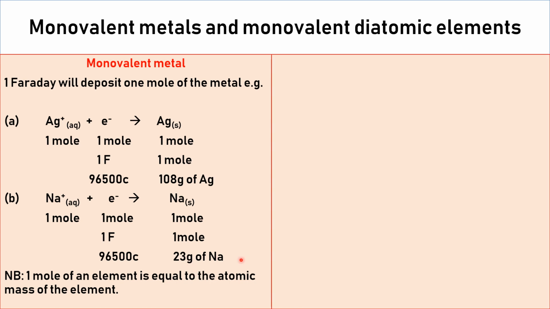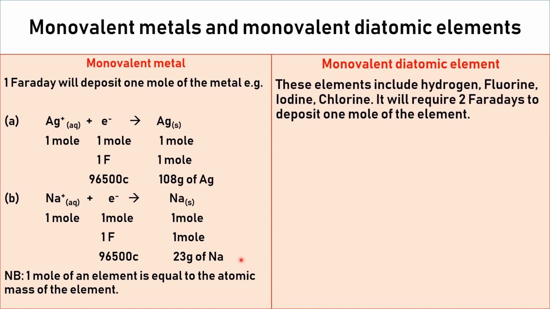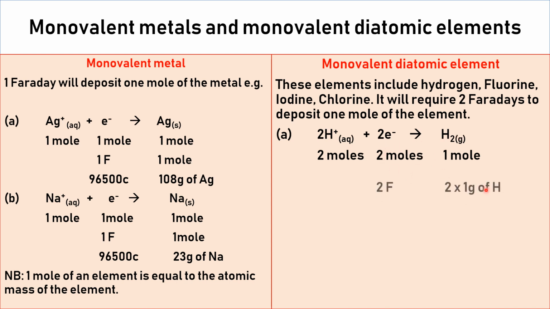So let's look at another, the monovalent diatomic. These are elements that carry a charge but are diatomic in nature. So we have examples of hydrogen, fluorine, iodine, chlorine, and these ones require 2 Faradays to deposit 1 mole. So for example, we have hydrogen ion. This is 2 moles of hydrogen ion gaining 2 moles of electron to form hydrogen gas. So what do we have? 2 moles of hydrogen ion, 2 moles of electron, 1 mole of hydrogen gas.